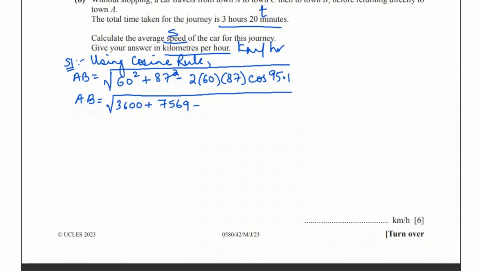minus 0.088894, multiplied by 2 multiplied by 60 multiplied by 87, gives us 928.056.